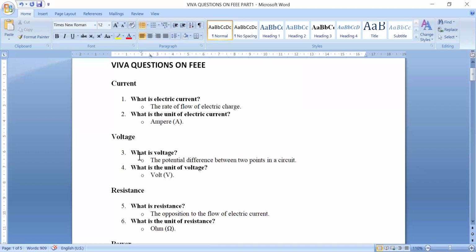On voltage, what is voltage? It is the potential difference between the 2 points in a circuit. In a circuit, between the 2 points, if you measure the potential difference, that is called as a voltage. What is the unit of voltage? The unit of voltage is volt and it is represented by V.